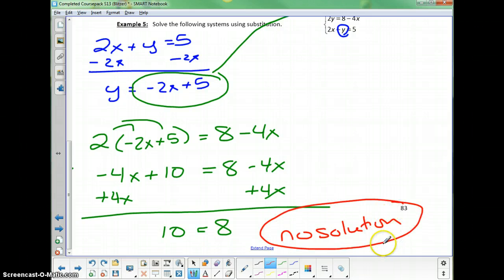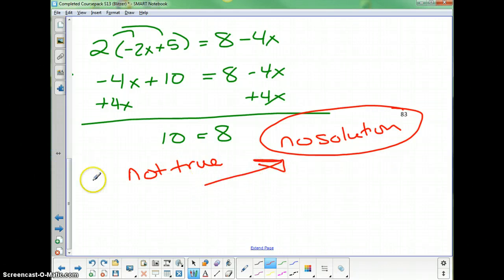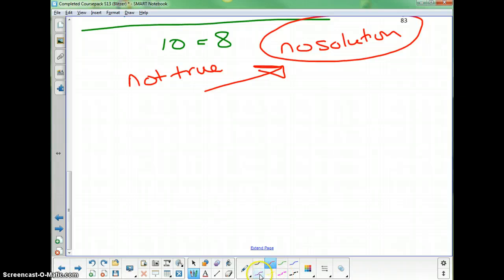This system has no solution. You can also infer from that, since there is no solution, that this is probably a case where I have two parallel lines, and you can verify that by finding their slopes. There were no x's, and I was left with a statement that says that 10 is equal to 8, so the answer is no solution. Now, if we had a similar question where you got something that was true, that would have been the other type, which would have been infinitely many solutions.